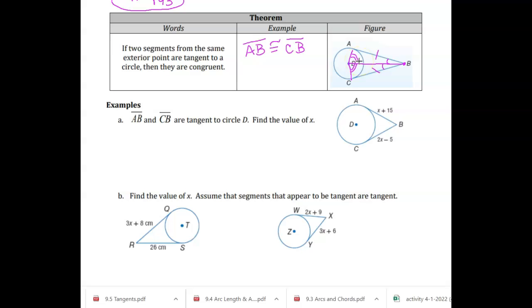Okay, so let's look at example A. It says AB and CB are tangent to circle D. Find the value of x. So since these are tangent, those are equal. So x plus 15 equals 2x minus 5. So we'll subtract x. So 15 equals 1x, and then add 5, so x equals 20.